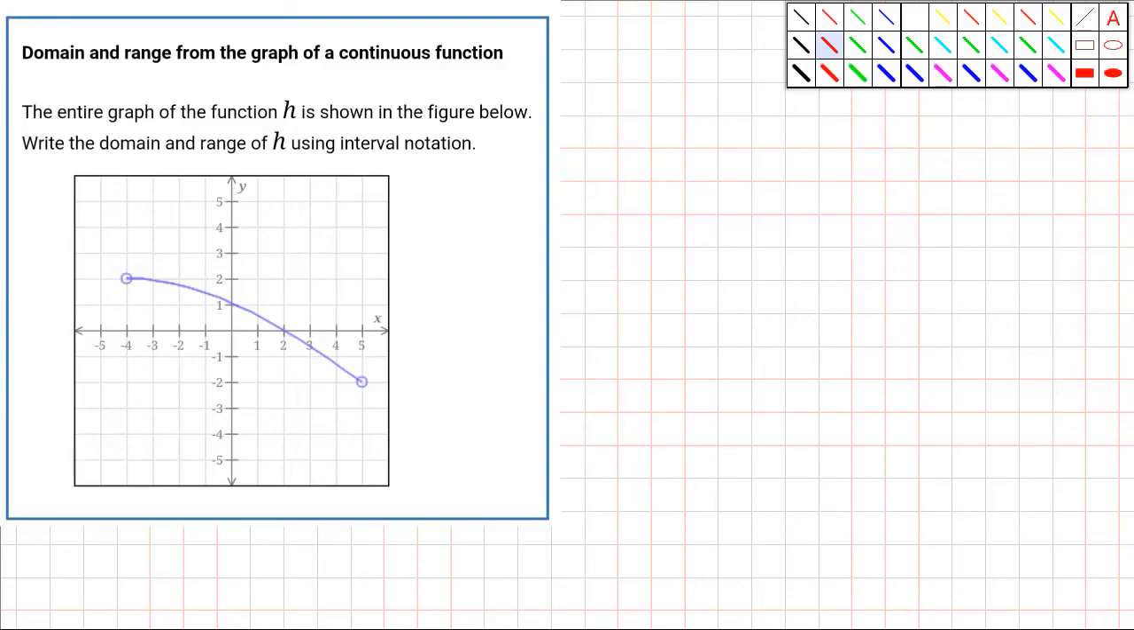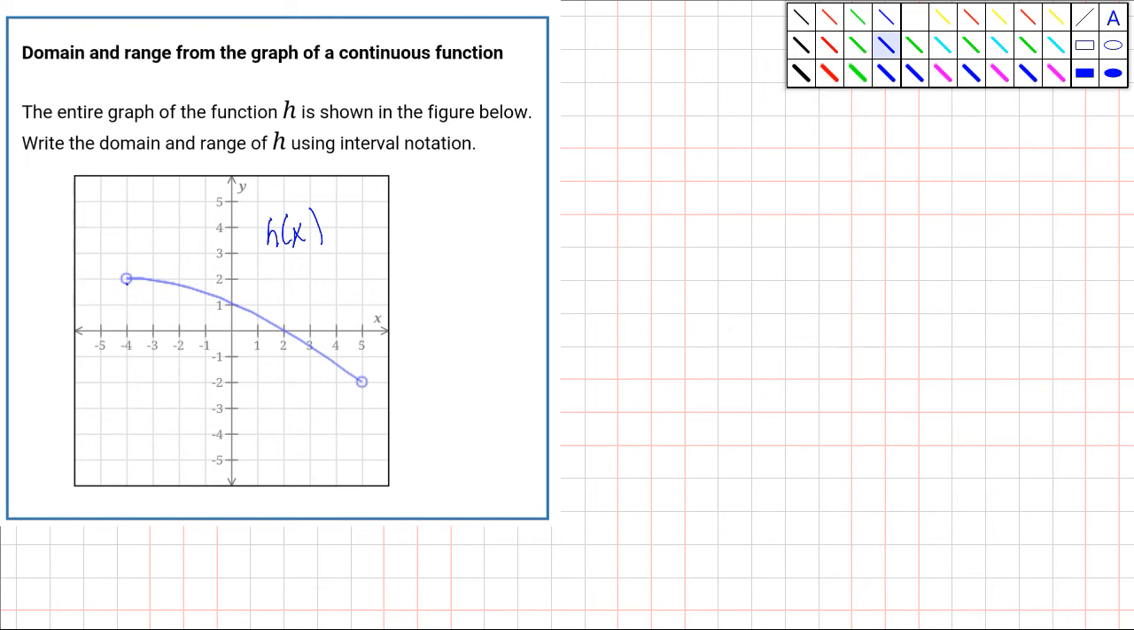So this question is asking us to find the domain and range from the graph of a continuous function. Let's say we have some function h of x that is defined by the graph we have here, and it's continuous because it doesn't stop. In between, there are no discontinuities.